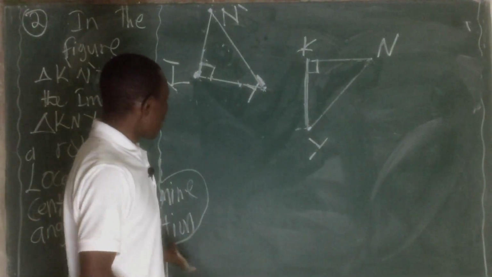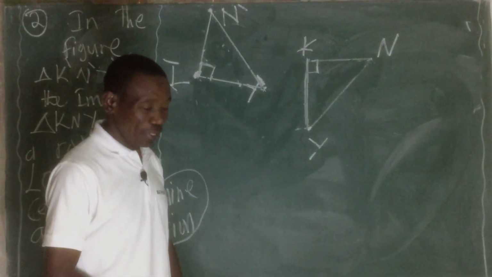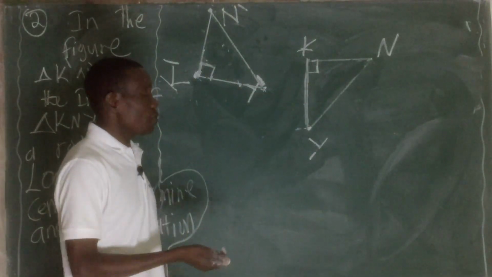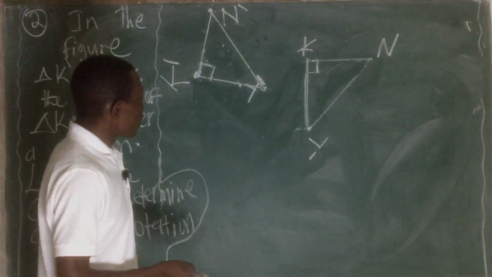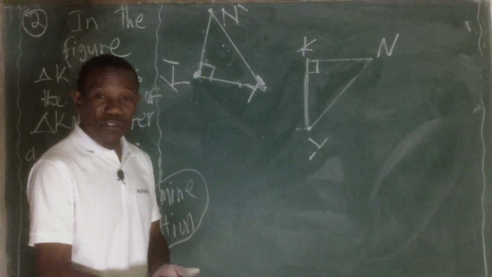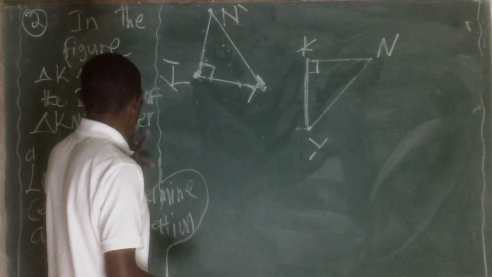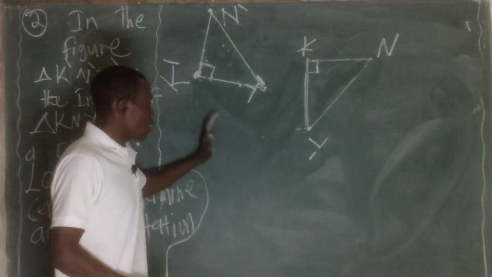Right. Is it clockwise or anti-clockwise? Things like that. Those are determined by the sign: if it is positive, that is anti-clockwise, and if it is negative, that is clockwise. Right. Now, let's discuss how we can locate the center.